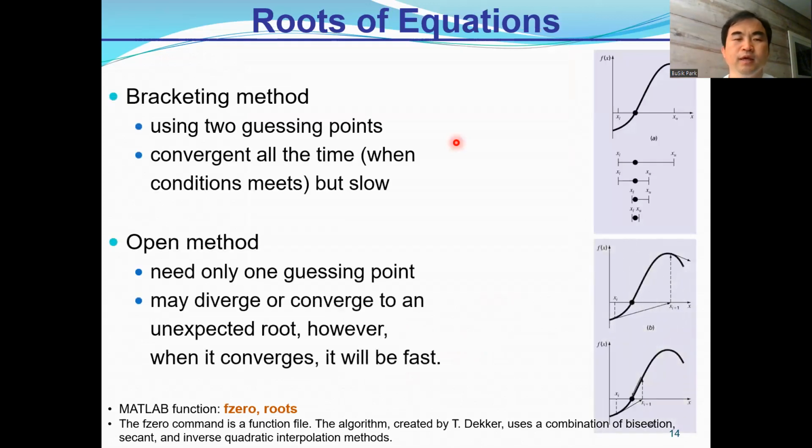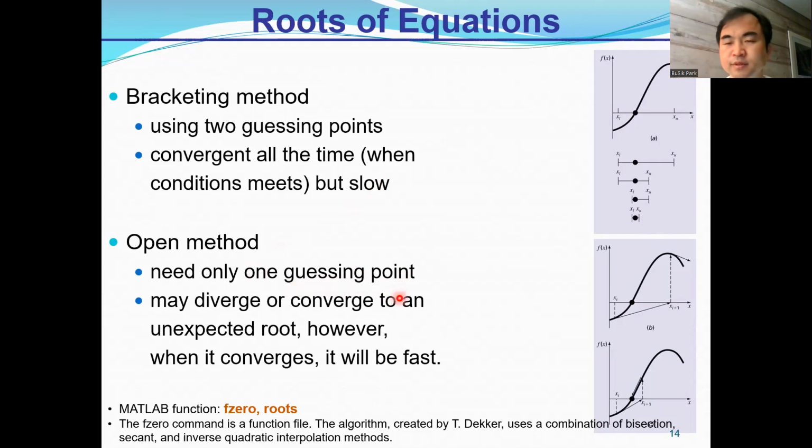So, roots of equations have briefly two kinds of methods. One is the bracketing methods: the bisection method, the false position method, and the Wegstein method. The common thing of these methods is that we need two initial points. However, the other kind, the open methods, need only one initial point. Only one guessing point is needed.